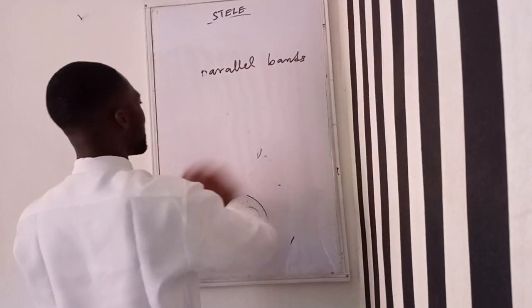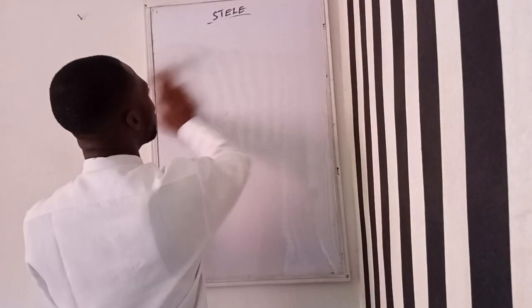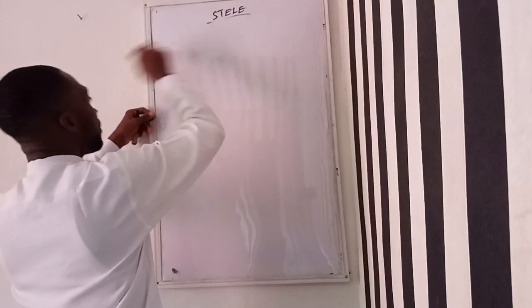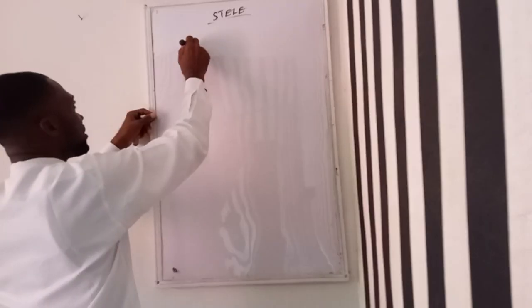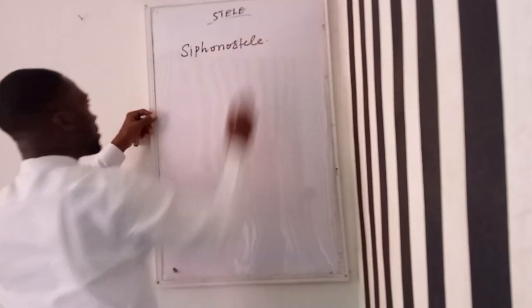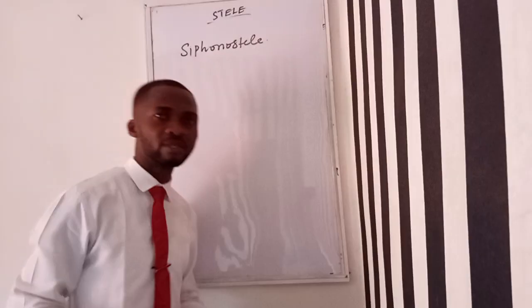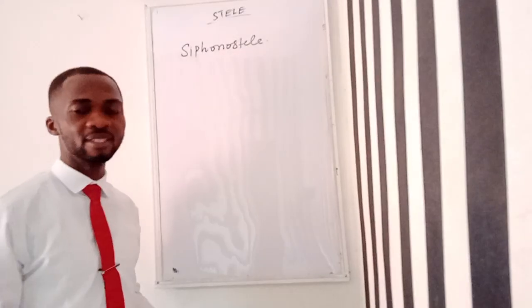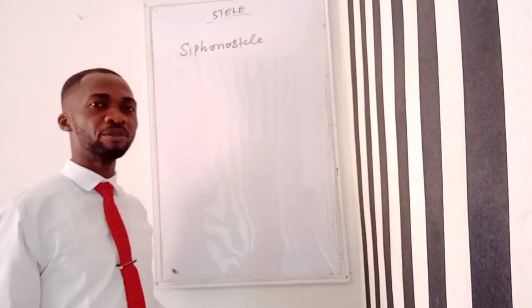Okay, I think this will suffice. Let's now go into the second group, which is called the Sphenopsida. This Sphenopsida is the second group of stele. And one basic characteristic of Sphenopsida is that there is now the appearance of pith.